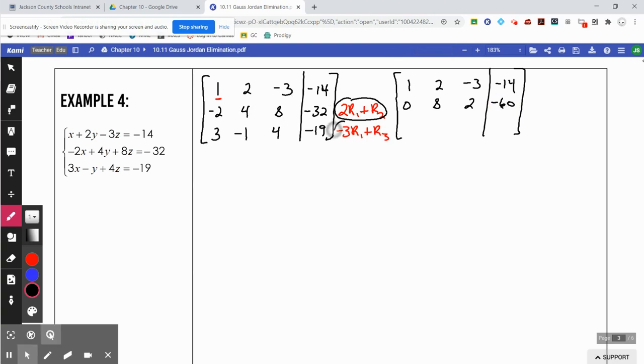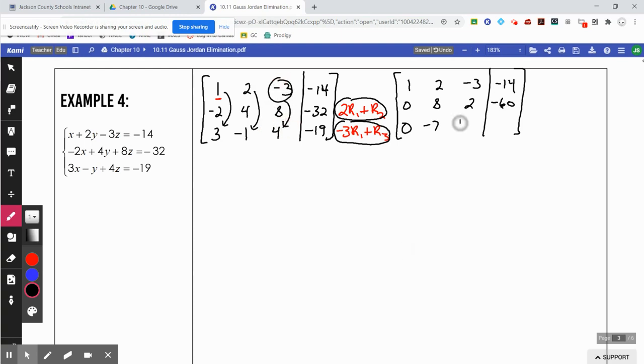Okay, now my third row, we're doing negative 3 row 1 and add it to row 3. So negative 3 and 3 gives you 0. Negative 6 and negative 1 is a negative 7. 9 and 4 is a 13. 42 minus 29 is a 23. So we're done with our first column.